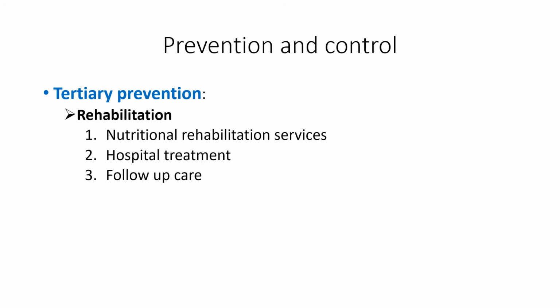Finally, the last part about the prevention aspect, that is the tertiary prevention. That is, the disease has occurred, it was not detected in the early stages, and complications have set in. So to limit the complications, tertiary prevention measures are taken up. What are they? They contain rehabilitation, that is nutritional rehabilitation services. Nutritional rehabilitation centers, NRCs, are set up at the district level. These are specialized centers where children with severe forms of malnutrition such as maybe kwashiorkor, marasmus, who have grade 3, grade 4 malnutrition, are admitted.